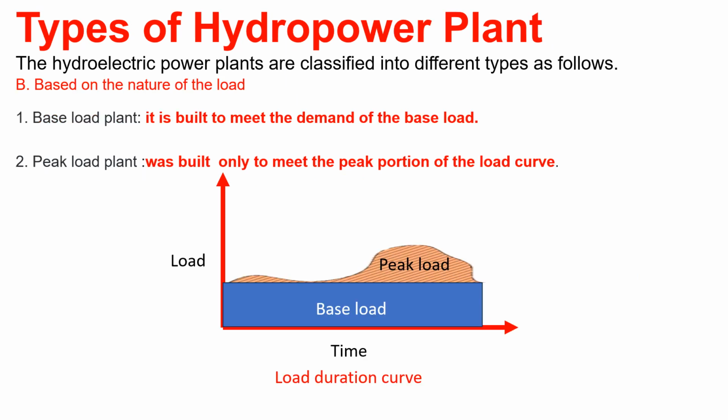According to the type of load connected with the plant, hydroelectric power plants are classified into two types. The first one is base load plant and the second one is peak load plant. Base load plants are used to take a load on the base portion of the load curve. The base load plants are large capacity plants and are constructed only to meet the demand of the base load. The peak load power plant is built only to meet the peak portion of the load curve. The peak load power plant has less capacity than the base load power plant, and it is turned on during the peak demand period.